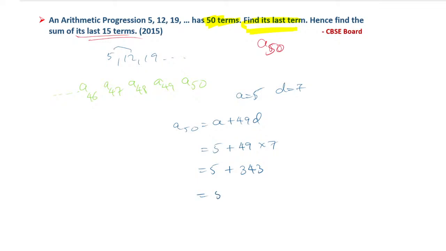And so the answer will be 348. So A50 value will become 348. So there we have got the last term as 348. Okay, that is the 50th term. Now they are asking you to find the sum of the 15 terms from the backside.